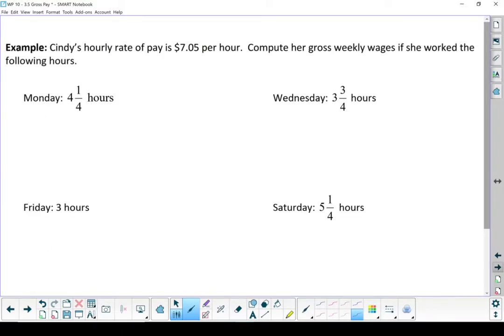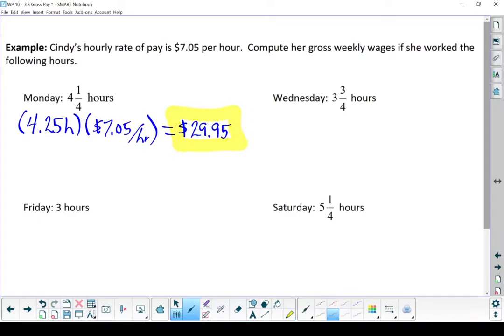Let's get into some examples. First one here. Cindy's hourly rate of pay is $7.05 per hour. Compute her gross weekly wages if she worked the following hours. Monday, 4 1/4 hours. 4 1/4 is 4.25, and she is paid $7.05 per hour. Multiply those together, and Cindy earns $29.95.